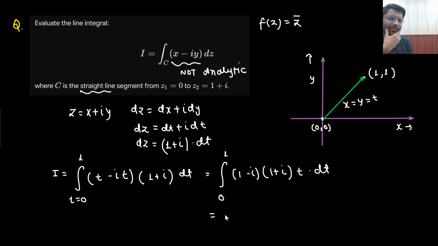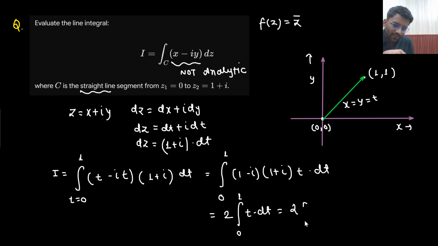And what will this become? A square minus b square, this will become 2. This is (a minus b) into (a plus b), so a square minus b square. What is iota square? That is minus 1. So 1 minus of minus 1 will become 2. So this will become 2, integration going from 0 to 1, t dt.